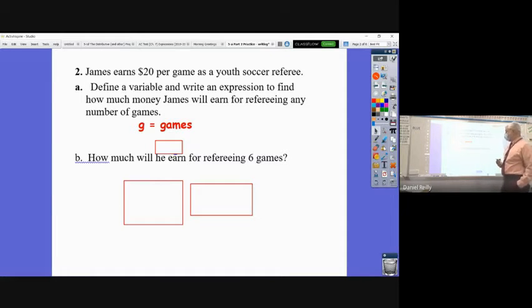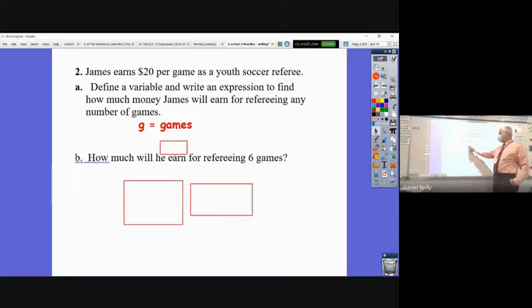Good. So then if he gets $20, right, that's the unknown here. How much money will he earn for refereeing any number of games? Okay. What's the expression, Olivia? What's the expression for 2A? Do you have your class kicked up? No. Not yet? 20 Jess. times G. 20 times G. And how do I write that?